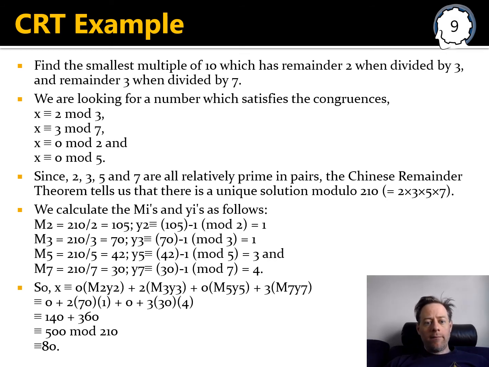So that means that the smallest multiple of 10, which has remainder 2 when divided by 3, and remainder 3 when divided by 7, is 80. And we can check this. So if we divide 80 by 7, we get 77, which means 3 is the remainder. And when we divide by 3, we get 78, and then the remainder is 2. So this is then an example of applying the Chinese remainder theorem.